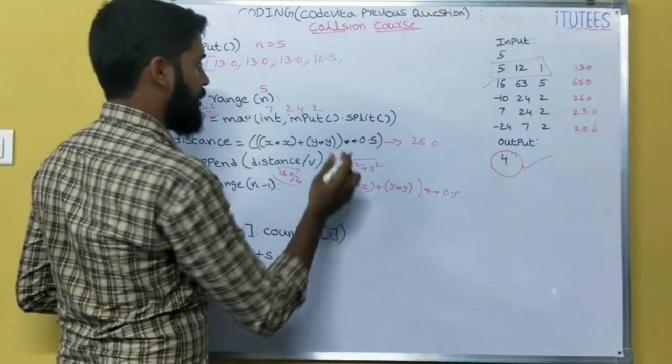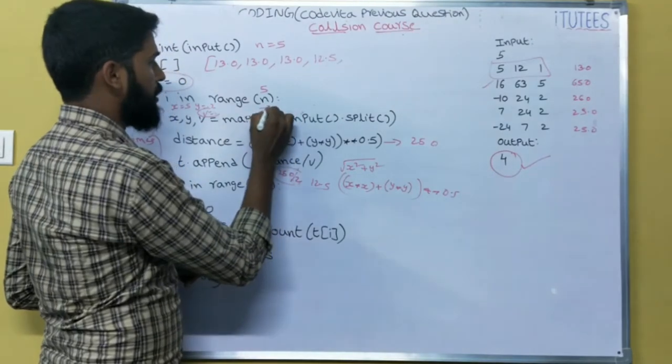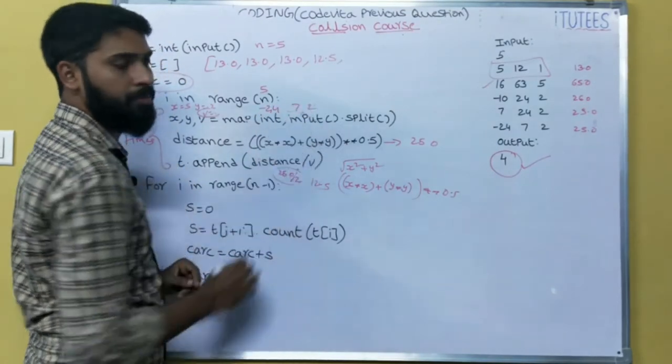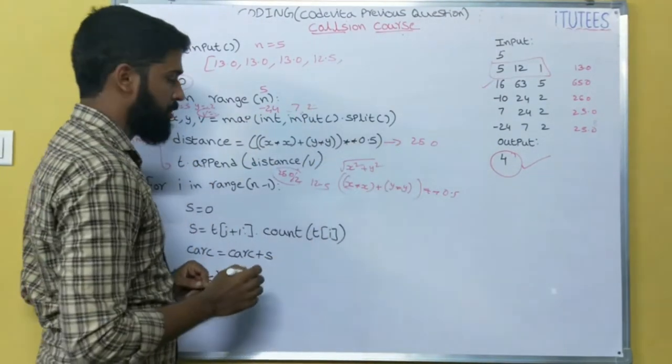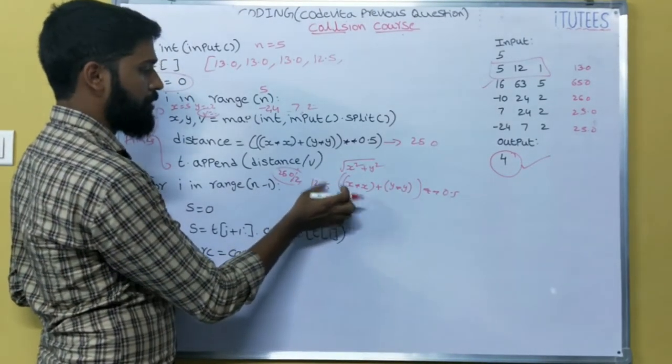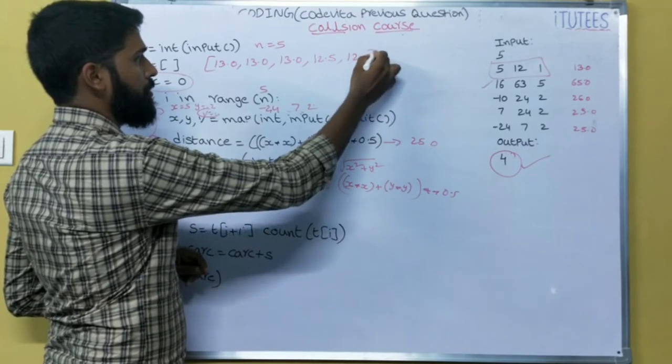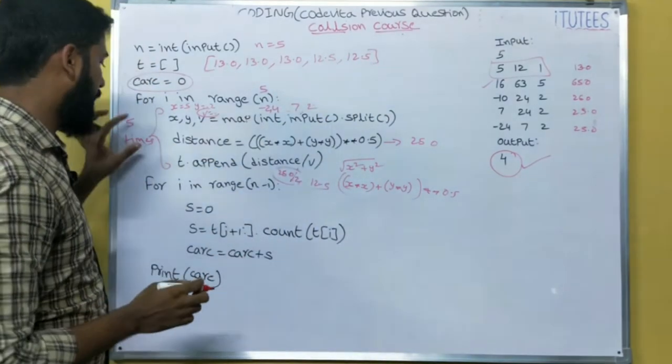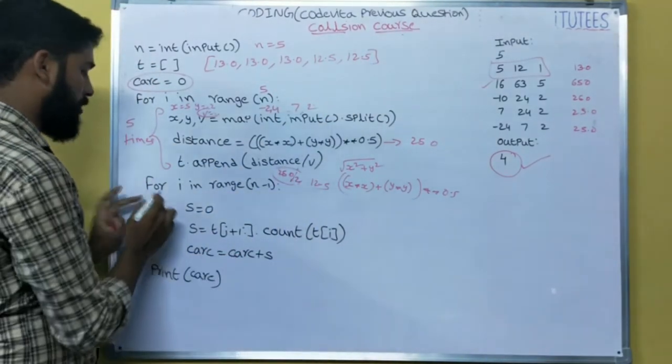In the next iteration, minus 24, 7, 2. We get 25.0. 25.0 by 2 means 12.5. This is appended to t. That's it. So 5 times we execute this. Next we go to here.